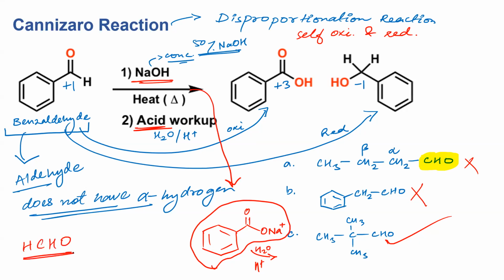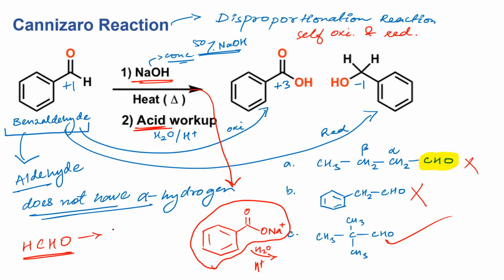Since this formaldehyde does not have even an alpha carbon, there is no question of alpha hydrogen. It only has one carbon that has the CHO group. That's why it can also give you Cannizzaro reaction.